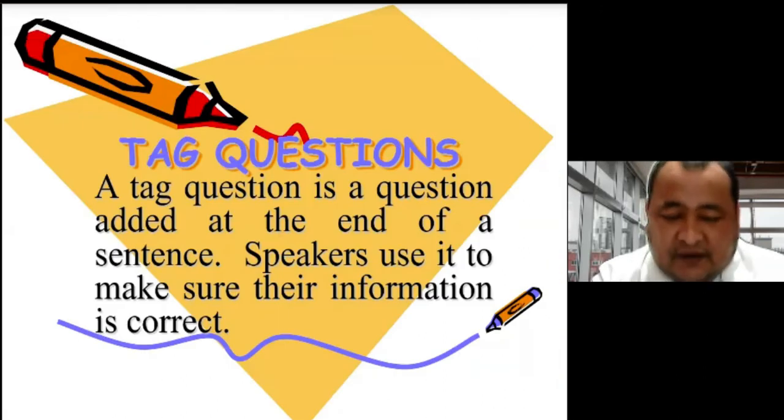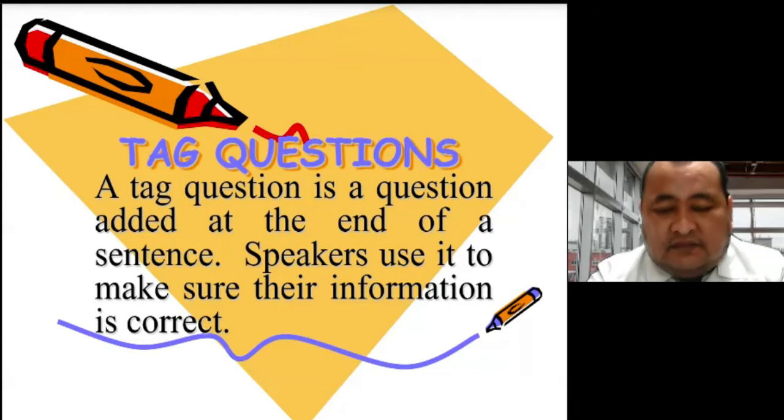So we can see that a tag question is a question added at the end of a sentence, and speakers use it to make sure their information is correct. The speaker knows that the lady is beautiful, so she's very beautiful, but to make sure that that is right, the speaker says, isn't she? Or without that question, we say, she is very beautiful, right?